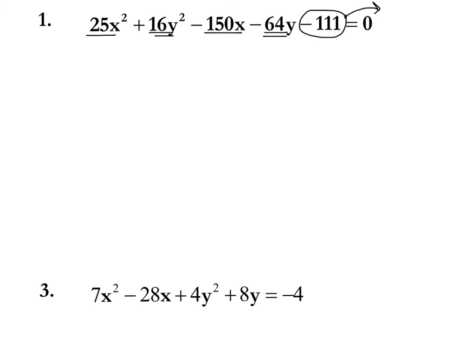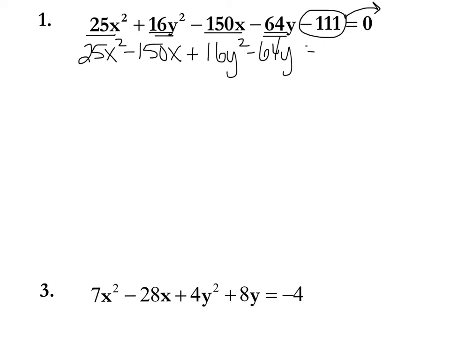So I'm just going to rewrite this to get it set up and ready to go. 25x squared minus 150x. I'm just rearranging a little bit, and then I'm going to put the 111 onto the right hand side. Now you know that to complete the square, the coefficient of the squared term has to be 1, so I need to do a little bit of factoring out. I'm also going to add my blanks to each side all at the same time. So this is going to look like this.